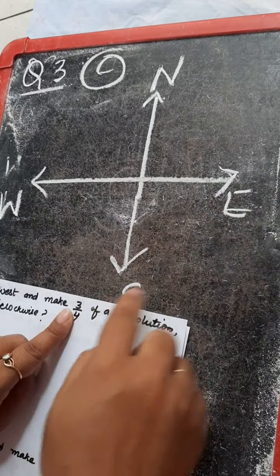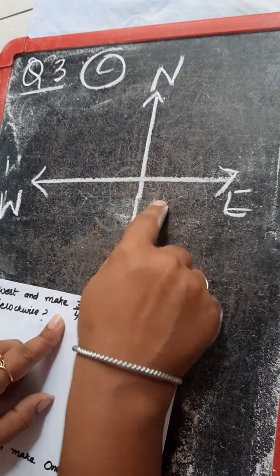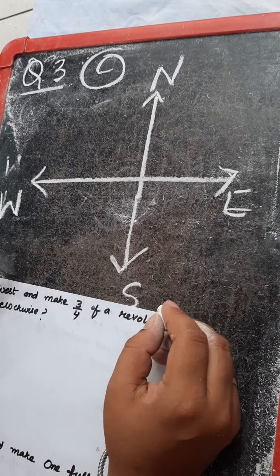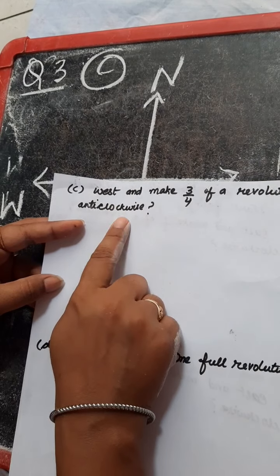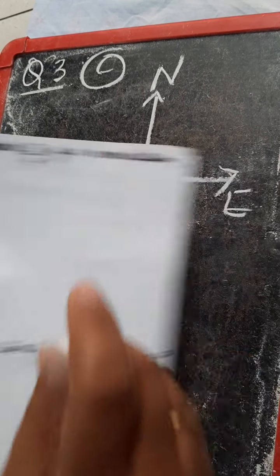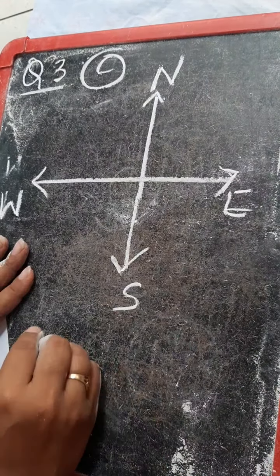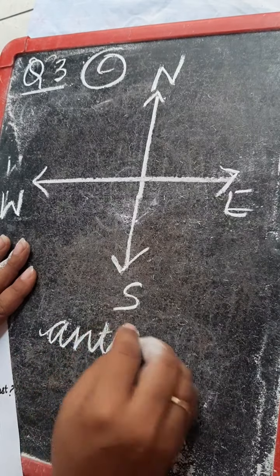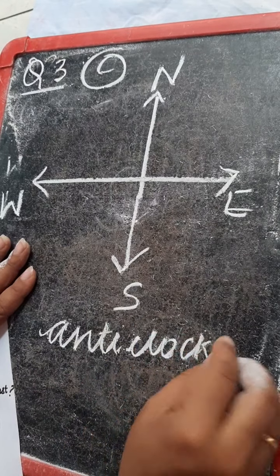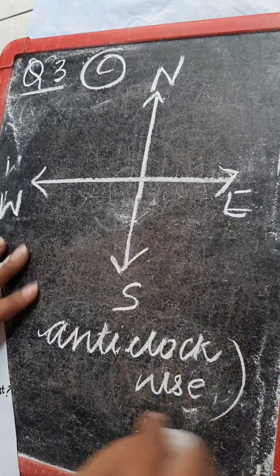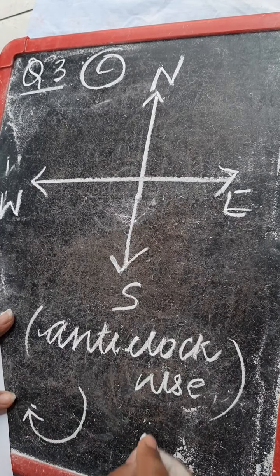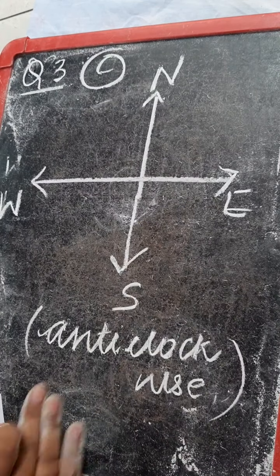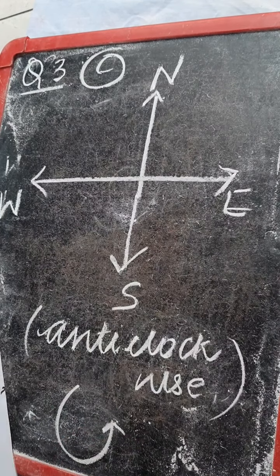It is divided into 4 parts. It's just like a fraction: 1, 2, 3, 4 parts, but we have to start from west. Here we have to move anti-clockwise. As we know, clockwise movement is like this, and anti-clockwise will be opposite.